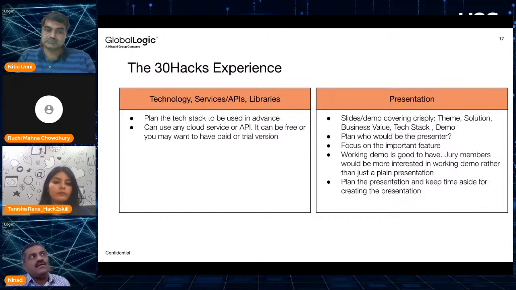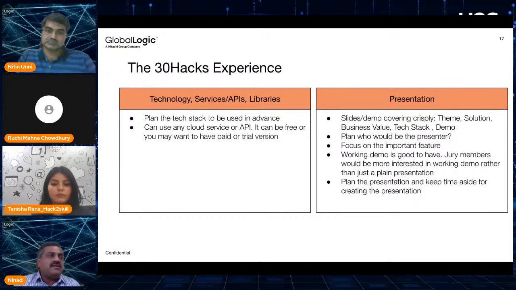So maybe a general observation is that you should do it around 3 to 4 hours prior to the hack end. And maybe the tip here is that someone from your team should start doing a draft, and then everyone should contribute to it. So what should we cover, right? You should cover crisply the theme, the problem statement, the solution, the business value, the innovation, the tech stack, and of course a demo.